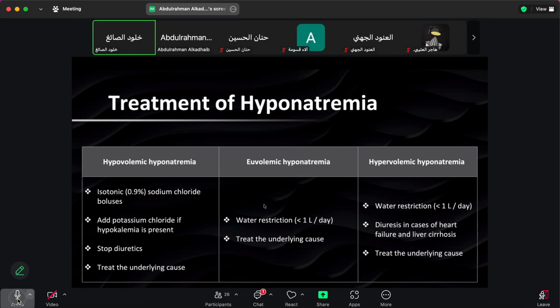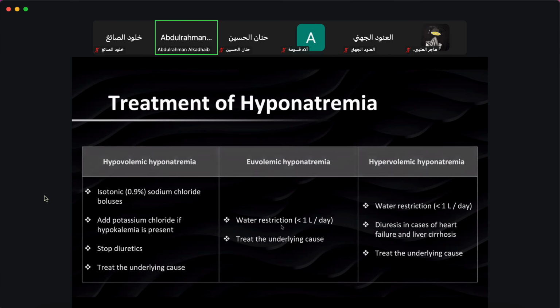Okay, thank you. No problem. But just keep in mind, we use it only for severe hyponatremia with severe neurological symptoms. Otherwise, we treat the hyponatremia based on the most likely type, either hypovolemic, euvolemic, or hypervolemic.